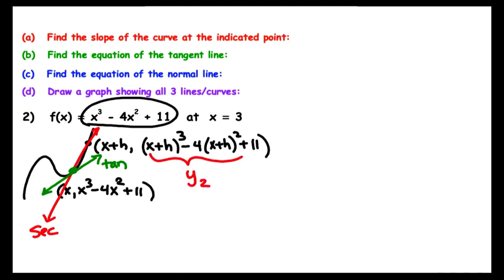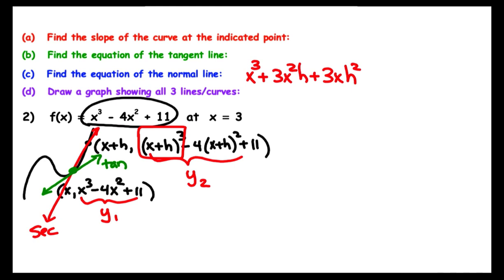y2 minus y1. This is going to be a treat. I'm going to have to cube this. I will cube it quickly. It's going to be x to the third plus 3x squared h plus 3x h squared plus h cubed. Whew! That sure beats writing out 3 parentheses and doing a whole bunch of FOILs. How did I get that so quickly? Pascal's triangle. I went to the third line of Pascal's triangle.